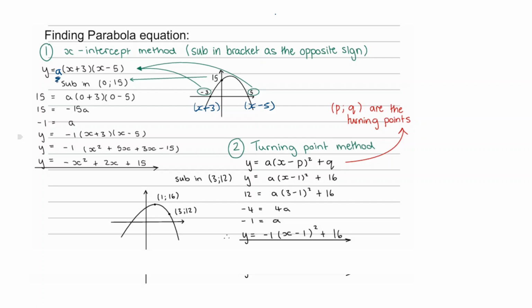Because you're missing one letter, you need to sub in a point, so the point would be 0, 15. We sub that in for x and for y, and we end up getting a as minus 1. Then we go back to the step where we didn't know a, and we put minus 1 there. I personally would prefer to times the brackets out first, but still keep it all in one big bracket, because the minus 1 needs to apply to everything.